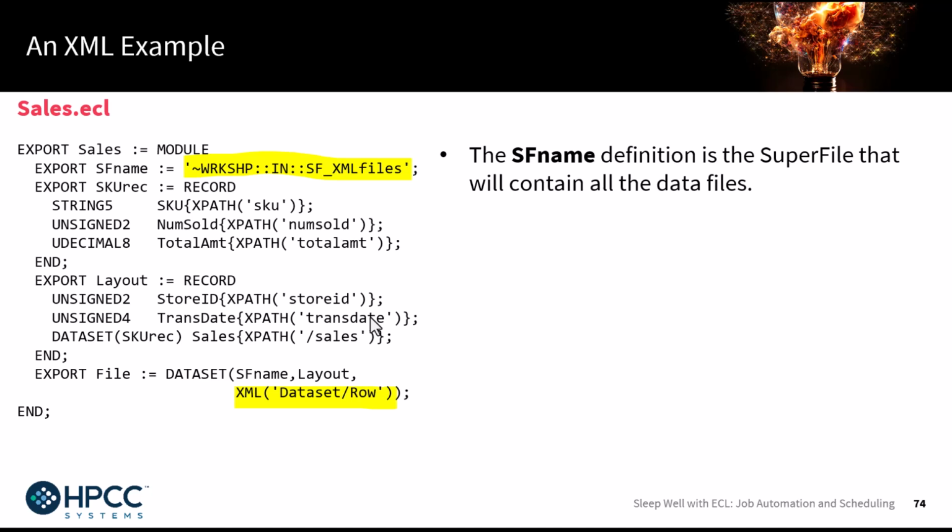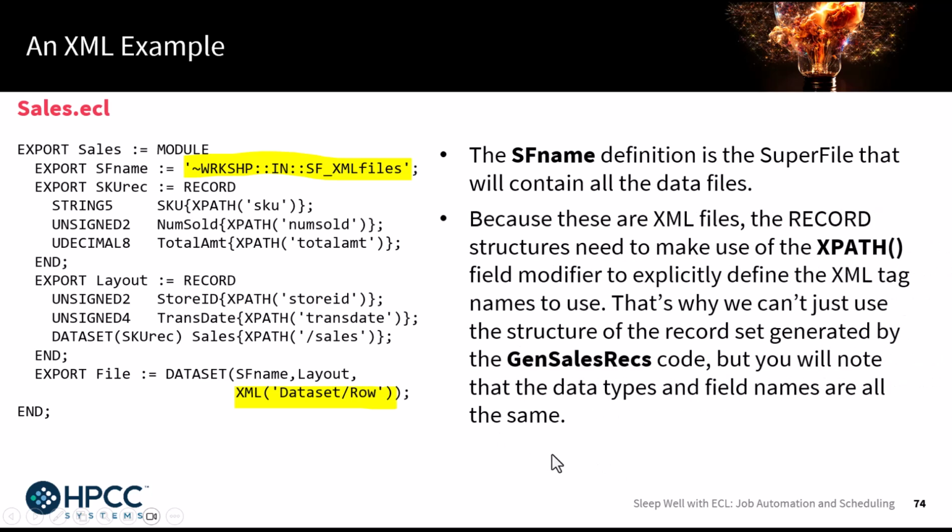But ECL has the ability to recognize tag information just by the matching tag, as long as it's not ambiguous, meaning that, for example, in SKU, there's not a lowercase SKU and an uppercase SKU. All right, so of course the SF name definition is the name of the super file that will contain all the files that were sprayed. Once again, we use XPath to explicitly define the tag. And probably, like I said, we could have gotten away with it if our tags matched the field names. But this allows us to override the field names if we ever need to do that.